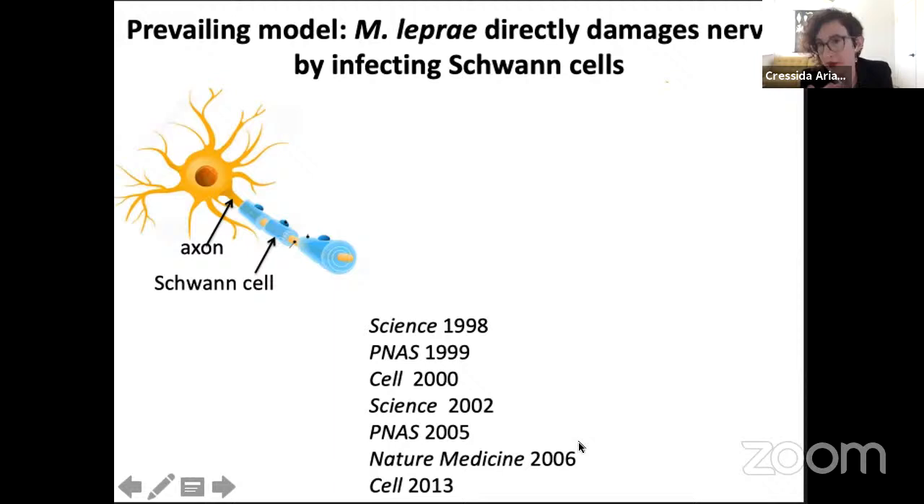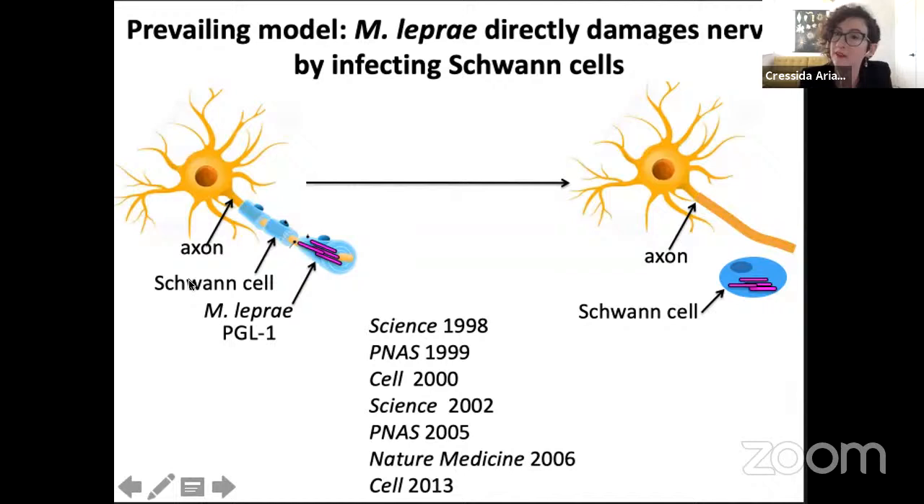there's a model that's been published over the past 20 years in some really beautiful and paradigm shifting papers that describes how M. leprae interact with Schwann cells. So Schwann cells are these specialized myelinating glia of the peripheral nervous system. They generate myelin that they wrap around individual axons. And in this model of how M. leprae damages nerves, what they found, or at least what they proposed to be happening, is that in order for nerve damage to occur in response to M. leprae, the bacteria have to infect myelinating glia, and they have to express a lipid called PGL1, which I'll talk more about in a moment.